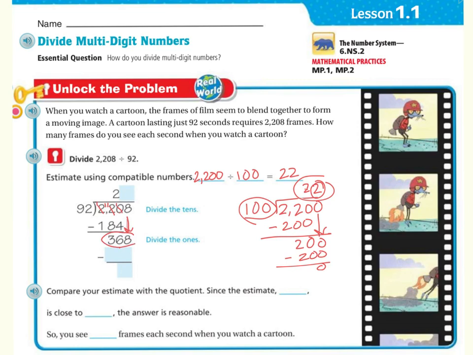So now I have 368, and I have to figure out how many times 92 can go into that. You could do a guess and check. You could try 3, you could try 4. Let's try 4. 92 times 4. 4 times 2 is 8. 4 times 9 is 36. So I get 368, which is exactly what goes here. So 92 times 4 is 368. And when I subtract, I get nothing left.